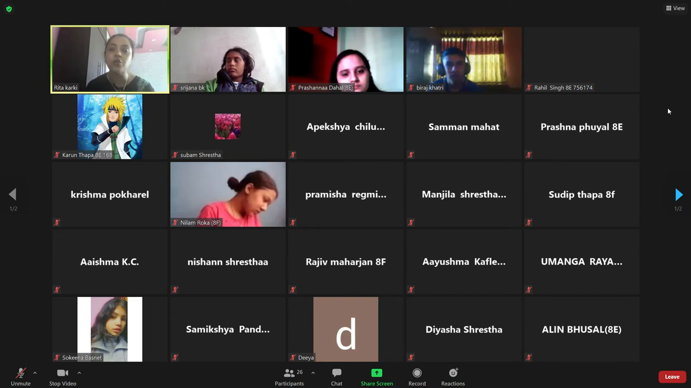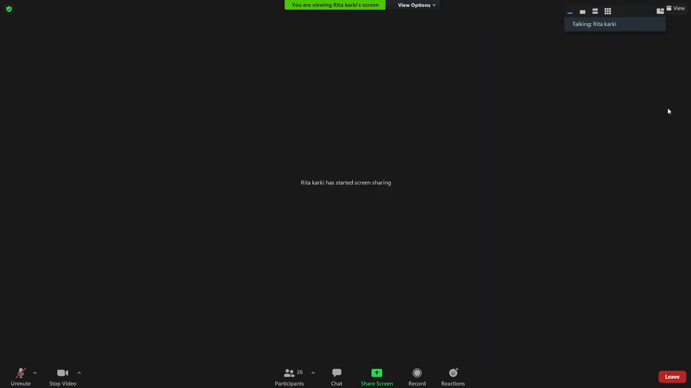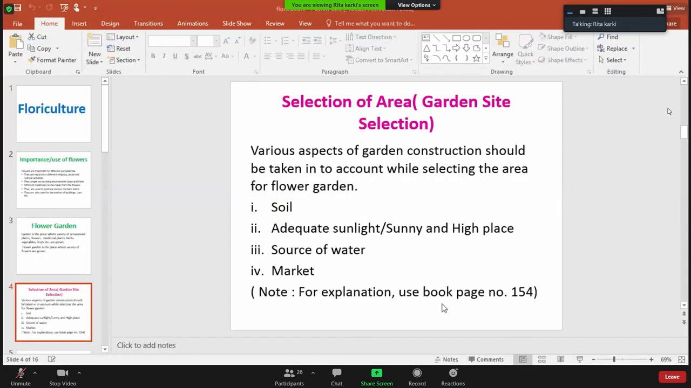Similarly, we should set up the area nearer to the marketplace so that we won't face any problem while supplying flowers to the market area. So basically, there are 4 things needed for the flowers to grow properly, to grow qualitative flowers that can be easily sold in the market, not only to increase the quantity. The first thing we require to set up a flower garden is soil.